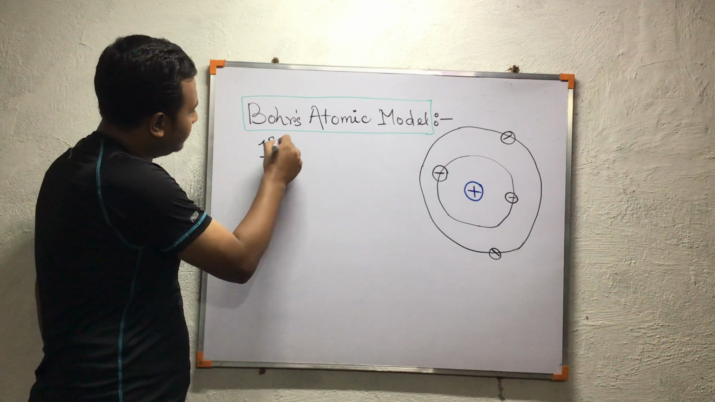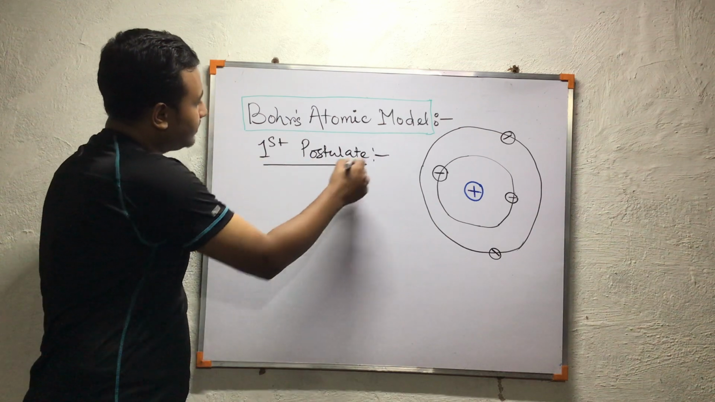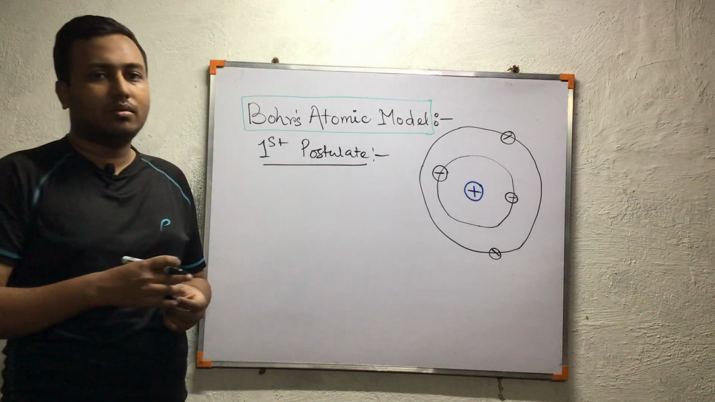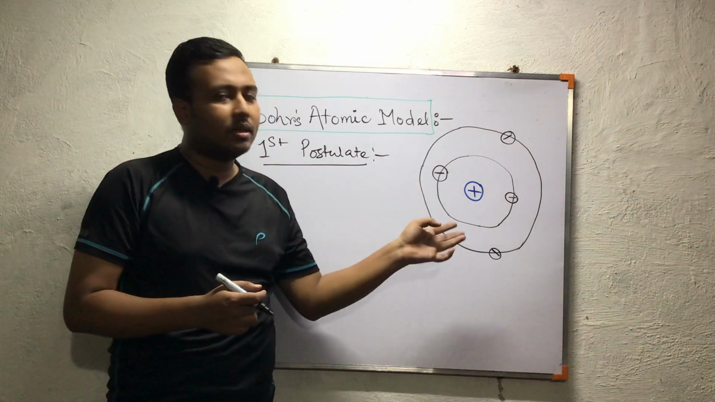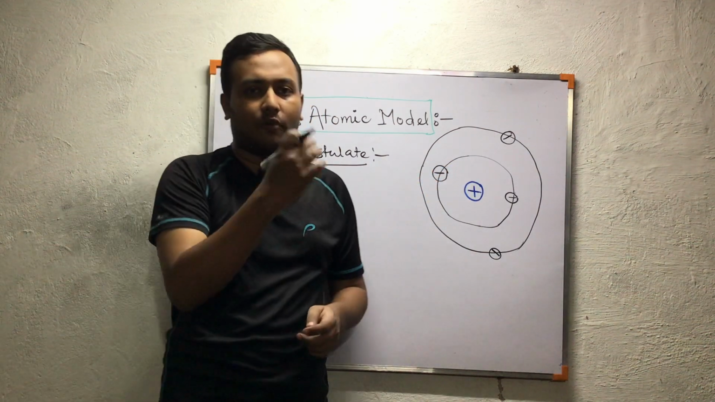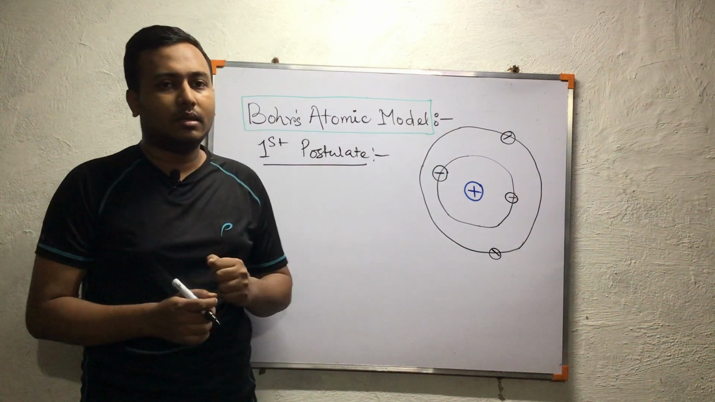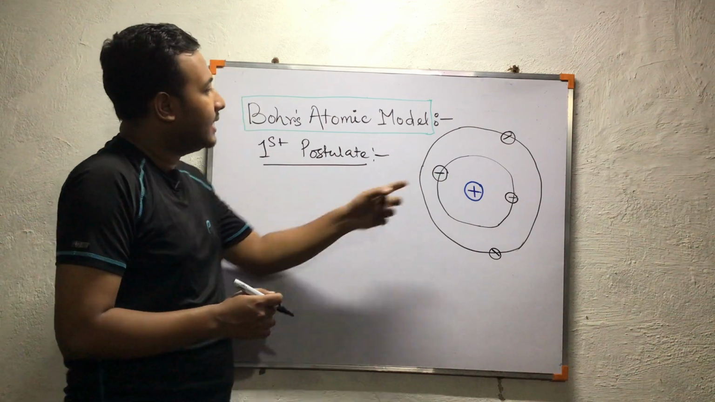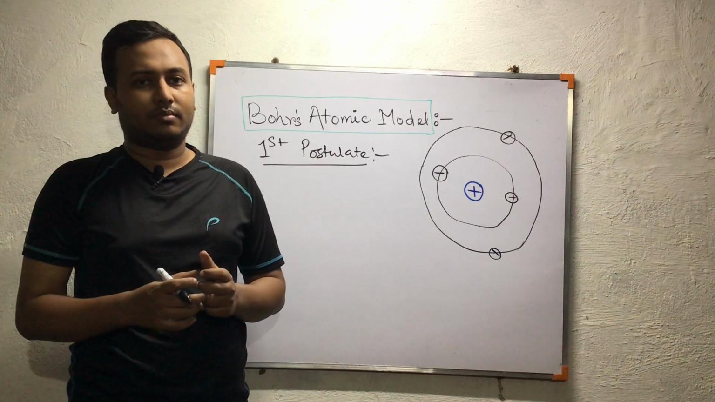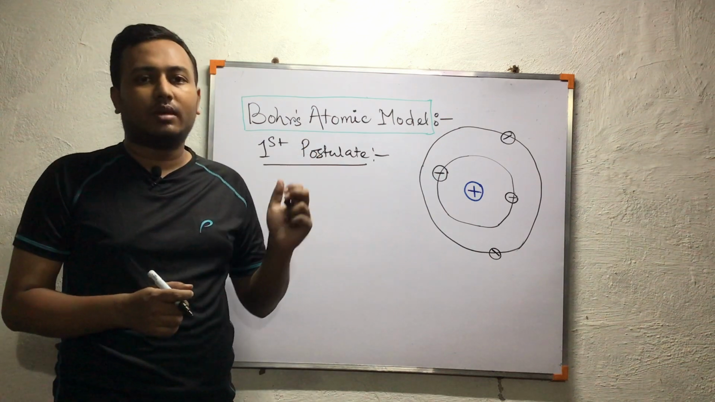The first postulate tells that electrons are revolving around the nucleus. Here this is the nucleus and these are the electrons revolving around the nucleus in different orbits. But Bohr specifies that an electron cannot revolve in any path. There are some particular, fixed paths in which an electron can revolve.